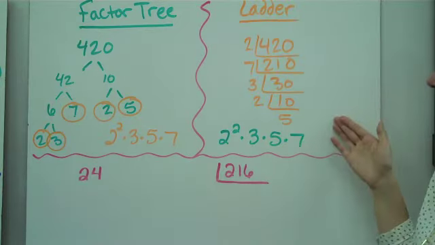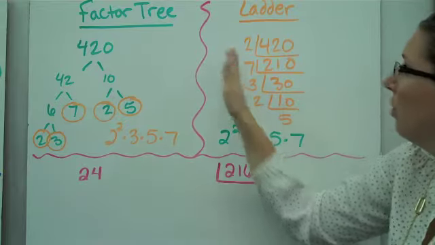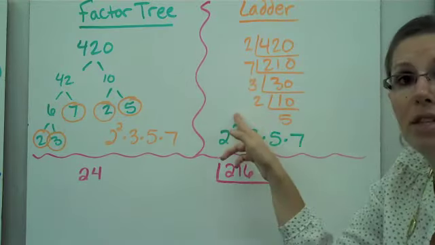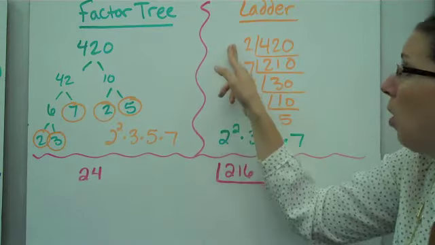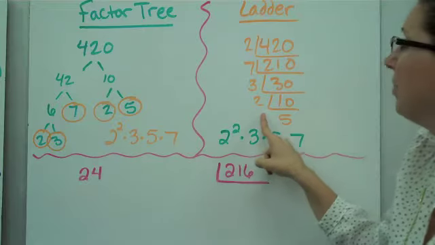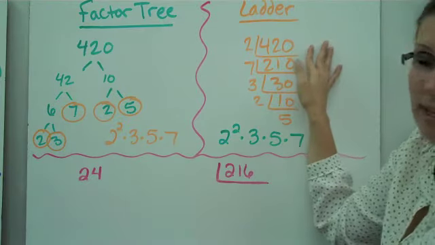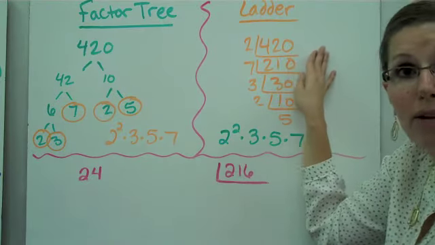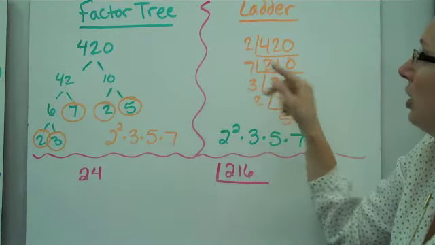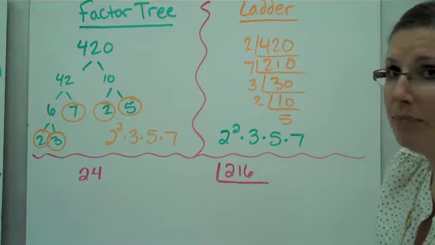Secondly, we have the ladder method. You can use any combination of numbers out here to the left, but when you're pulling out numbers, try to use only prime numbers. So I start with 420 and I think to myself, well, that's an even number, so I can use the number 2. 2 goes into 420 210 times.